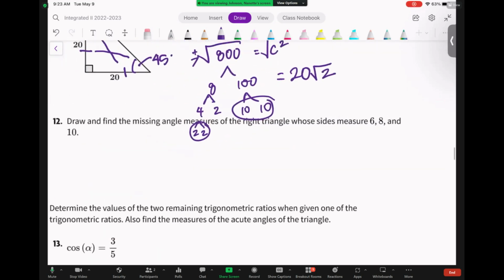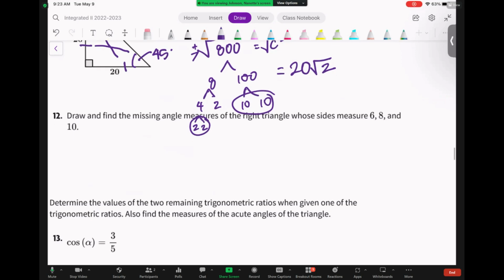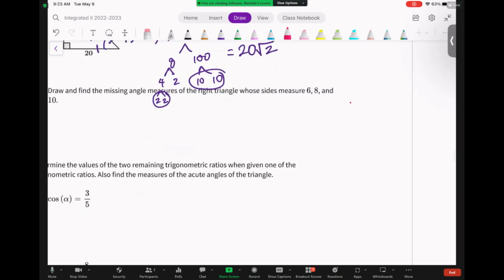And this says, draw and find the missing angle measures of a right triangle whose side measures are 6, 8, and 10. Now here, what they did is they didn't give you a picture. So of course, the very first thing that I'm going to make you do is draw a picture, okay? And whenever Miss Johnson draws her right triangles, they don't quite look like right triangles, but because you know me, we're just going to make them. So 6, 8, and 10, I make sure that the longest side is the hypotenuse because that makes sense. And they now want me to find the angle measures.